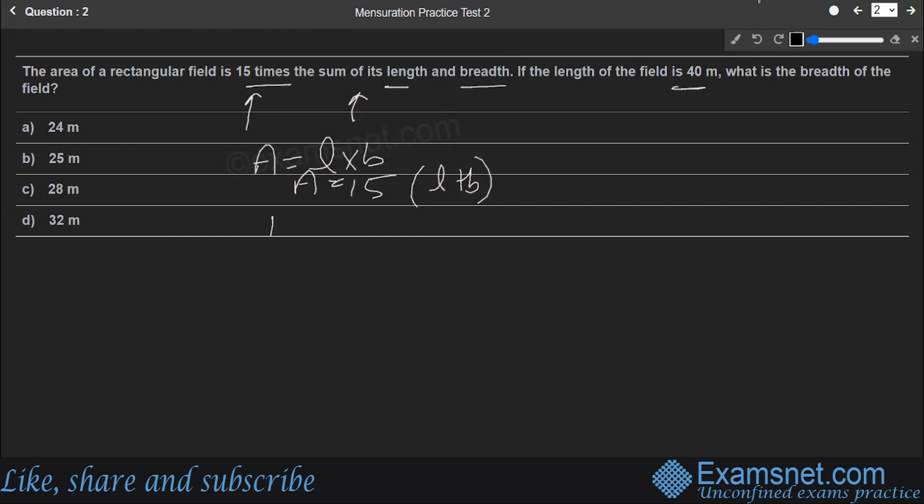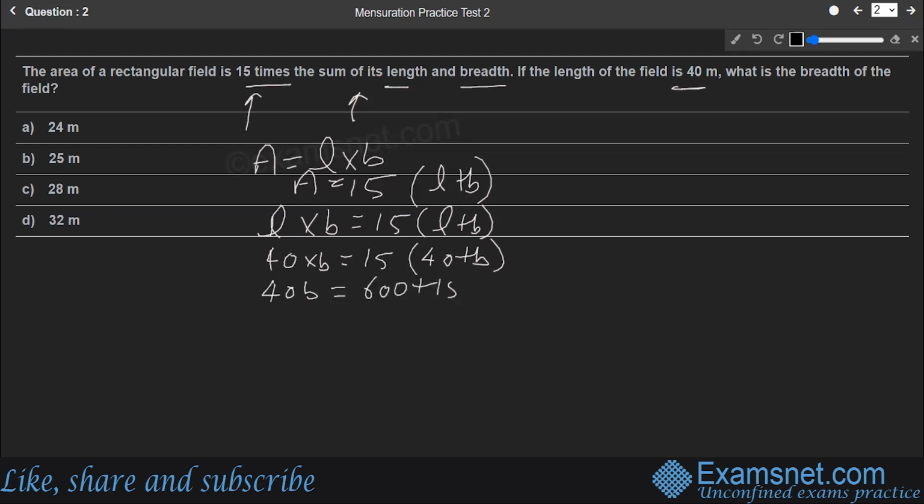So we can write it like L into B is 15 into L plus B. So we have got the value of length. So we'll put the value of length inside this. So it's going to be 40 into B is equal to 15 times 40 plus B. Okay, we need to create an equation out of it. So on the left hand side is going to be 40B is equal to 15 into 40 is 600 plus 15B. 40B minus 15B is going to be 25B is equal to 600, which gives B value as 600 by 25, which is 24 meters.